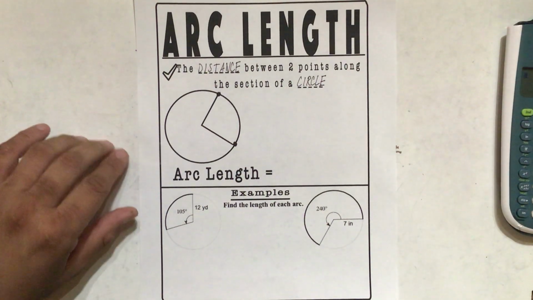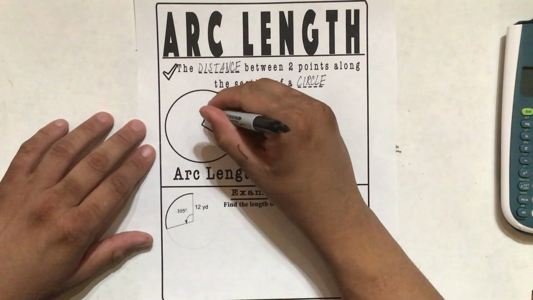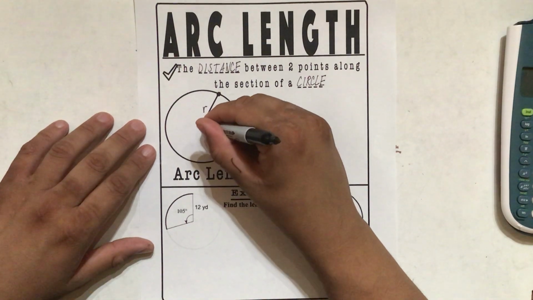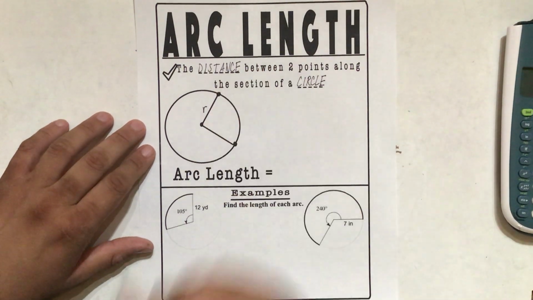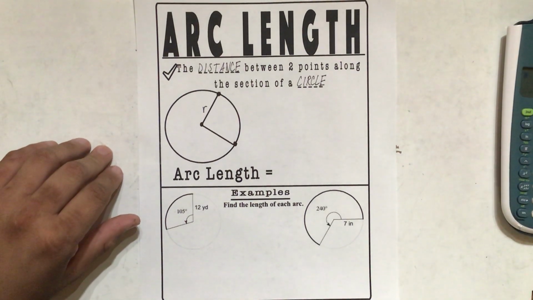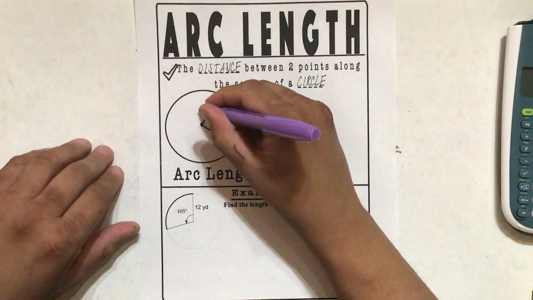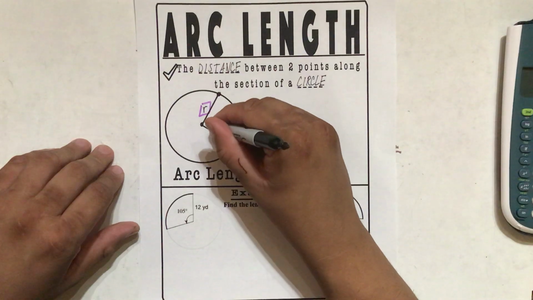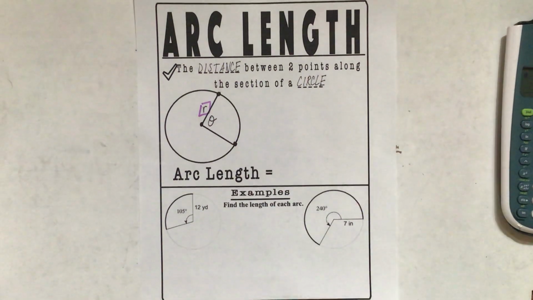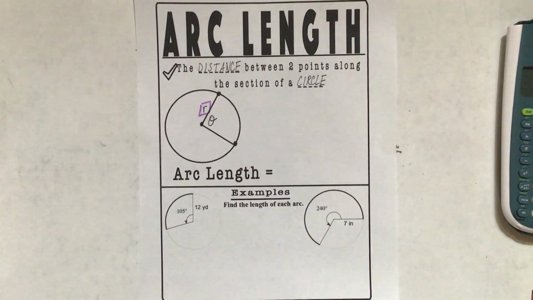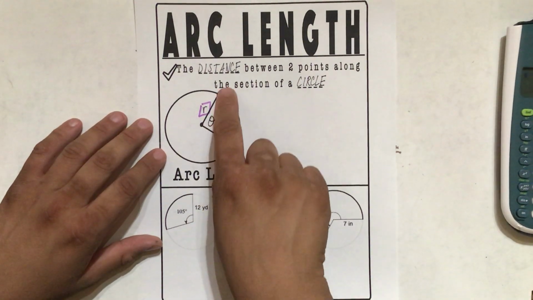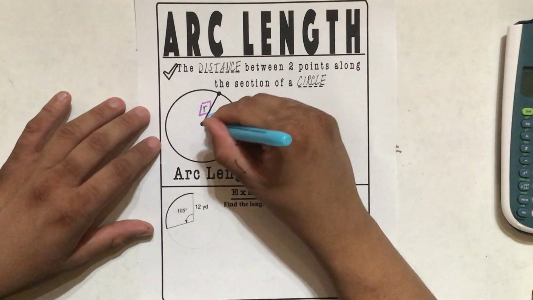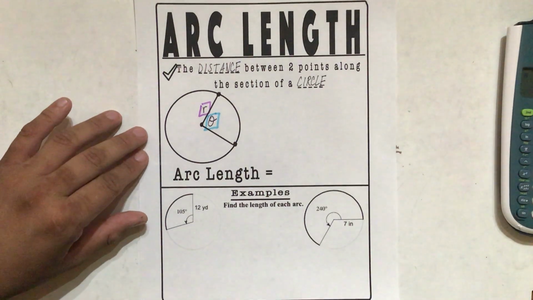So we need two key pieces of information. What we need is something called the radius, the R. The radius is the distance from the center of the circle to the side of the circle. That's the radius of a circle, and we're going to highlight that in purple because this is important. The second thing we need is theta. Theta is a Greek letter. Theta represents the degrees. How many degrees is the angle? How big is the pizza slice? We're going to do that in blue here.